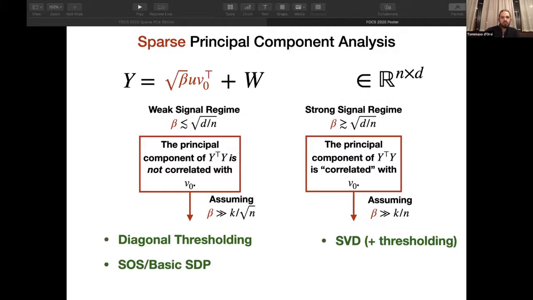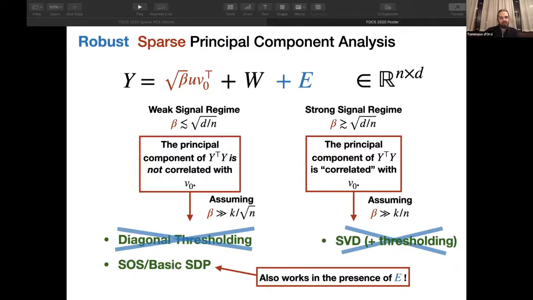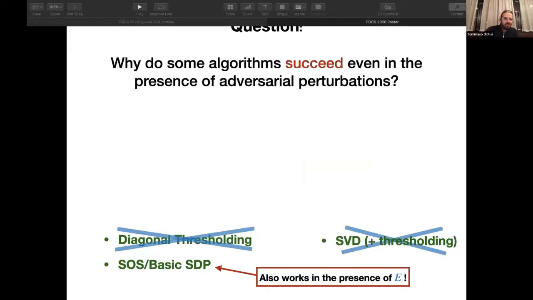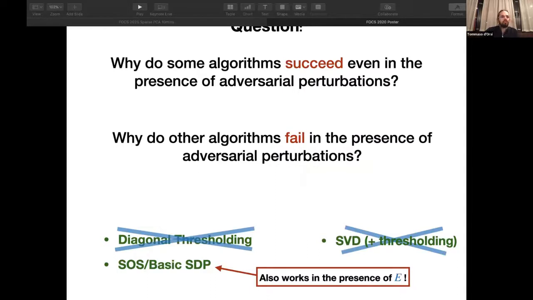Okay, let's go back to our picture of efficient algorithms, and consider this robust version of the problem. Some algorithms still work in this robust version, but the spectral algorithms fail. In particular, diagonal thresholding and singular value decomposition can be fooled by these adversarial perturbations if we choose them carefully enough. This naturally prompts the question of why some algorithms succeed and why others fail in the presence of these perturbations.